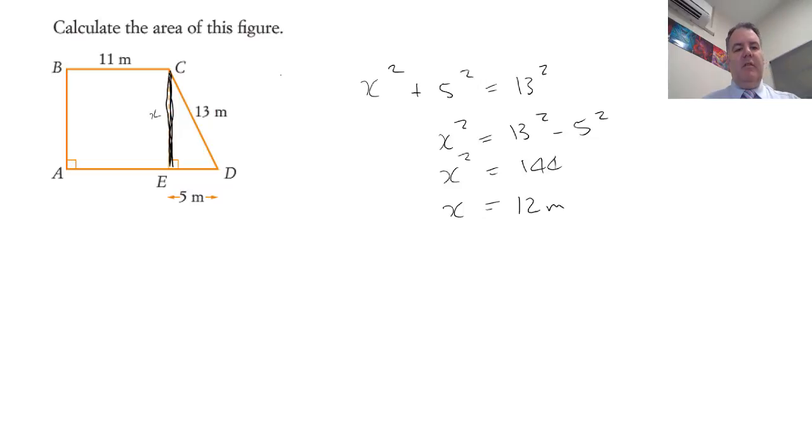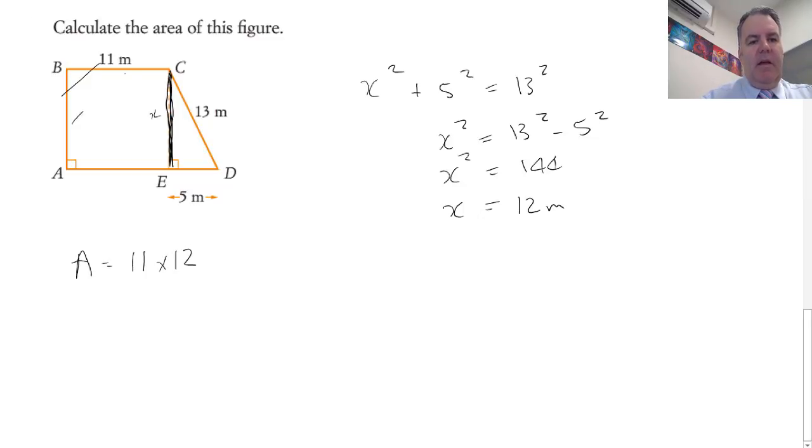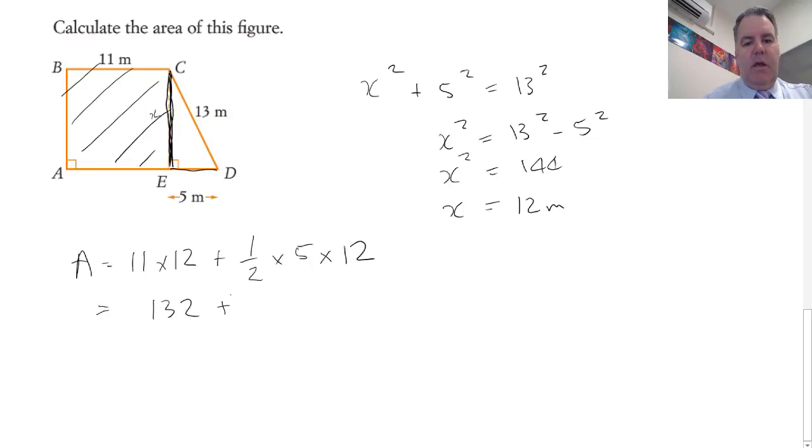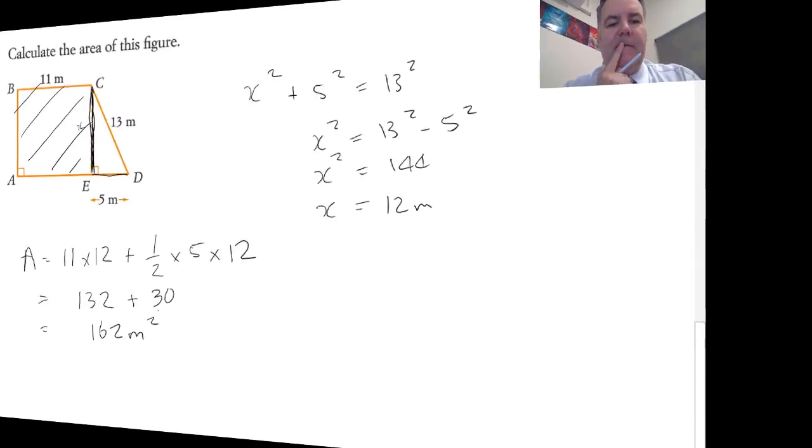So let me do it using the rectangle and adding on a triangle. So the area would be 11 times 12. That's this area here, 11 times 12, plus a half times the base, which is 5, times the height, which is 12. Great. 132 plus a half of 60, which is 30. So we get 162 meters squared is the area of that figure.